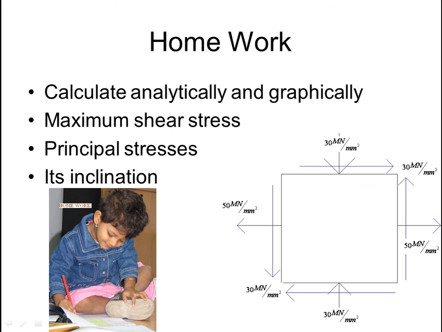Similarly, in the horizontal plane, the shear stress is in the clockwise direction, and the normal stress is compressive in nature with a magnitude of 30 meganewton per mm square. So you can practice this problem for maximum shear stress, principal stress, and their inclinations, that is, the angle at which you get the principal stresses and the angle at which you get the plane of maximum shear. Thank you.